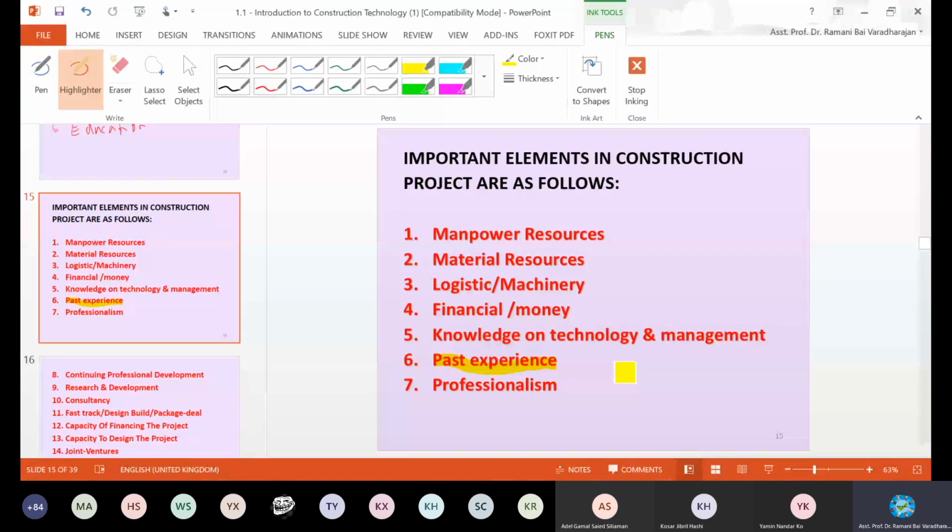If you come across a new technology, a new improvement, that experience can be utilized to improvise your construction at the site and also support the laborers to complete the project in a better way. So past experience will help you to improvise your stages or execution of the project.